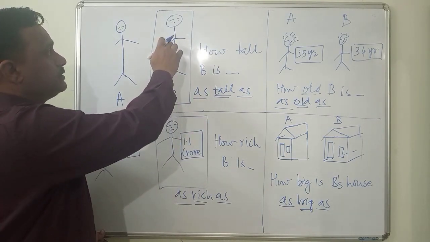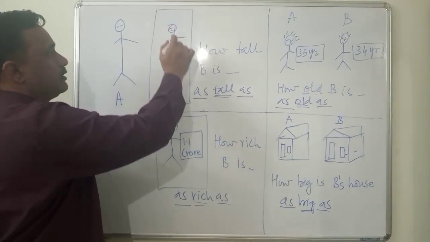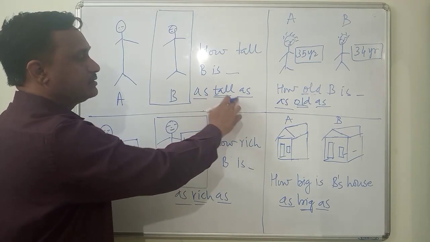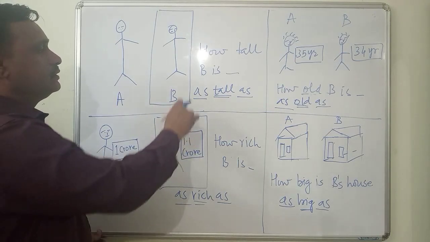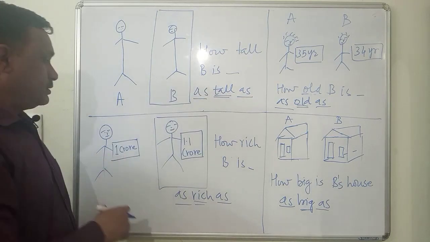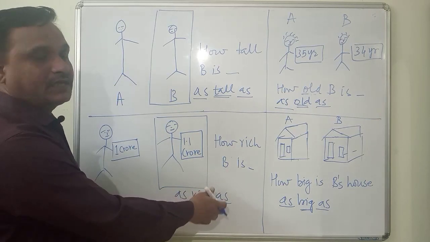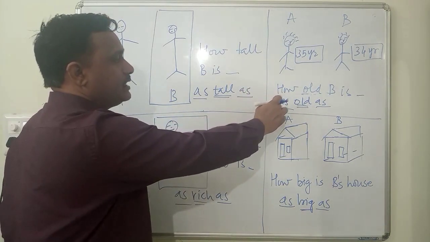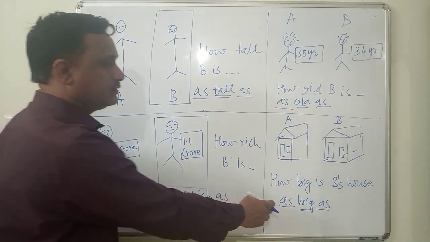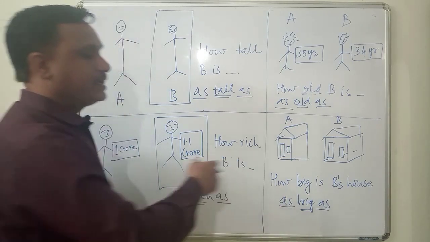Suppose B is not tall, B is short here, and you can say now B is not as tall as A. Here also you can say B is not as rich as A. B is not as old as A. And B's house is not as big as A's house.